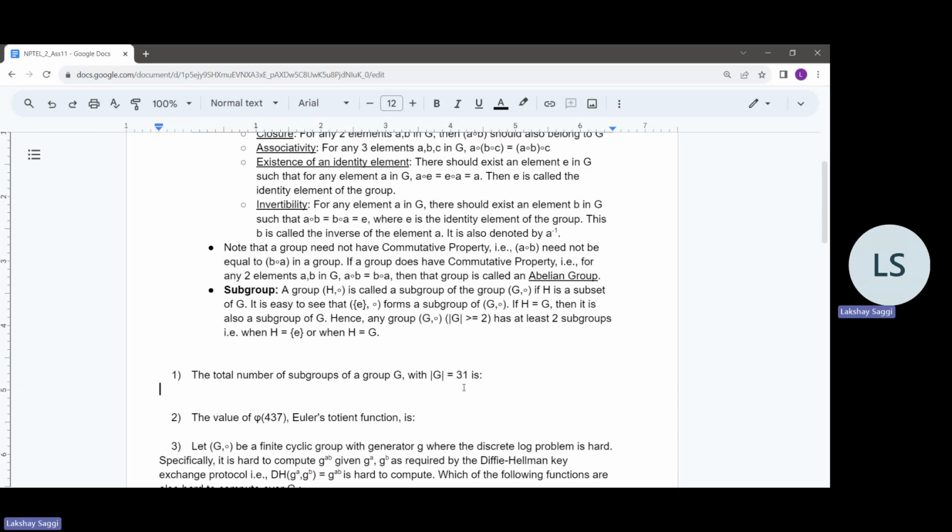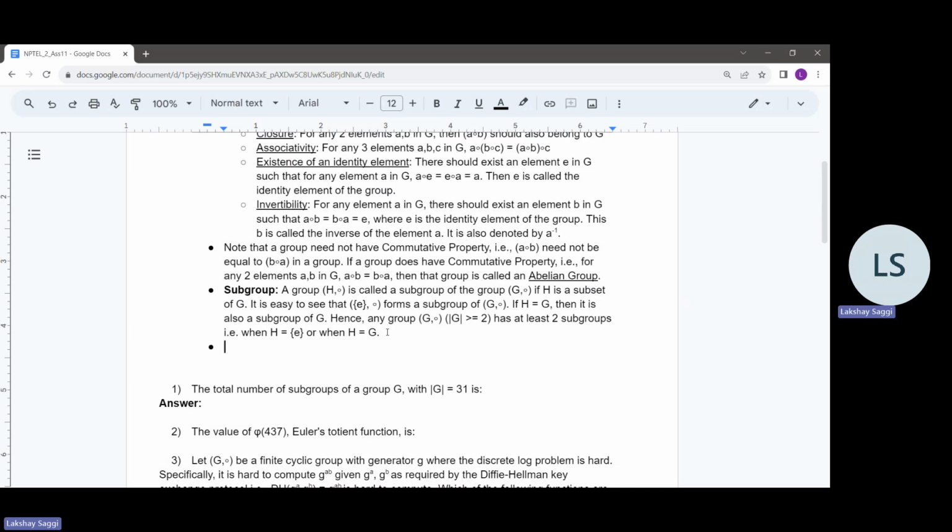Okay. So the first question asks us the total number of subgroups of a group G if the number of elements in G is equal to 31. Maybe I should define something else also.